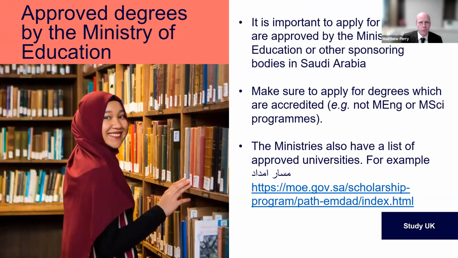Now, what's really important, especially if you are a sponsored student, is that the course and the university that you wish to apply for is on the approved Ministry of Higher Education list or your sponsor's list. Now, you can check that out. There's a web link there. I suggest if you're not familiar with that, you make a quick note of it. These slides will be available later on as well, so don't worry if you can't jot it down now.